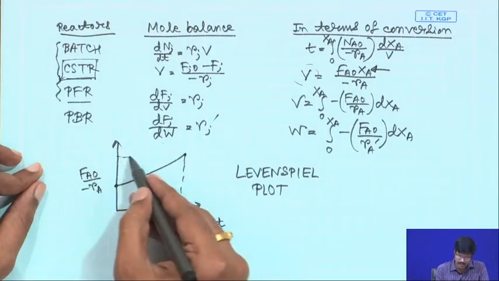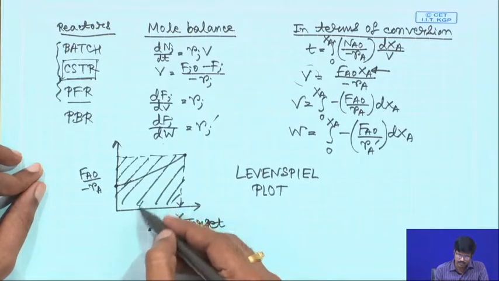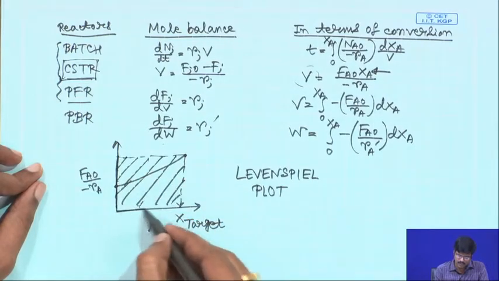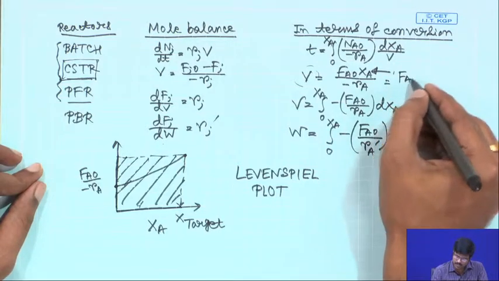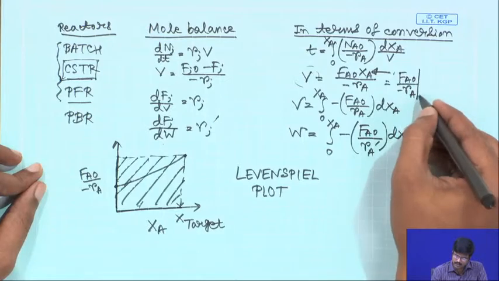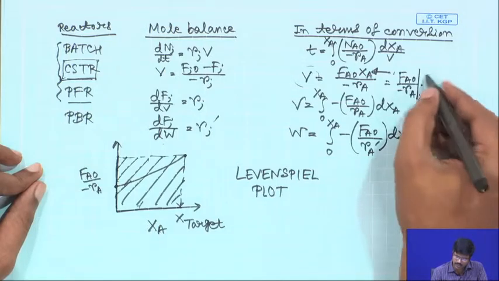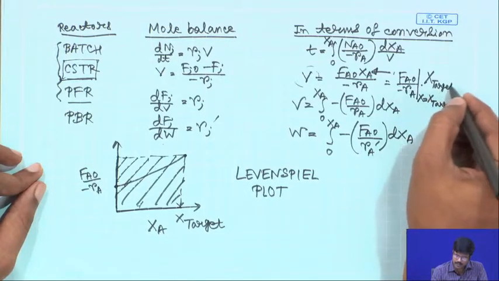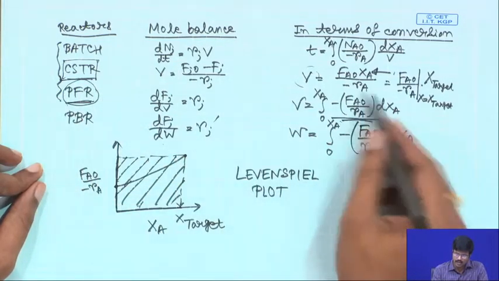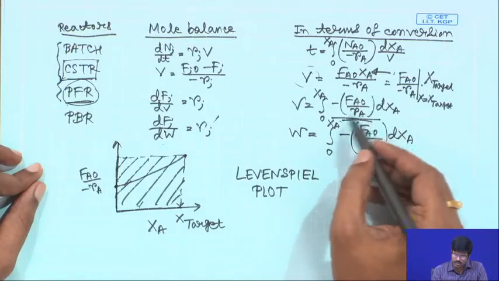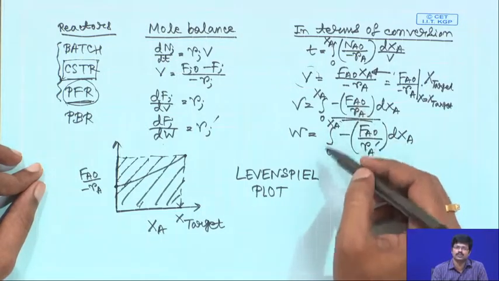So, the volume of CSTR necessary is the area of the corresponding rectangle. So, this length into this length. So, basically then the volume necessary will be Fa0 by minus Ra at X equal to X target into X target. These things we discussed. We also told that when we go to the PFR, we have to actually solve this integral, and for that we have a numerical approach to approximate the expressions of these integrals, like Simpson's 3/8 rule, Simpson's 1/3 rule, trapezoid rule.